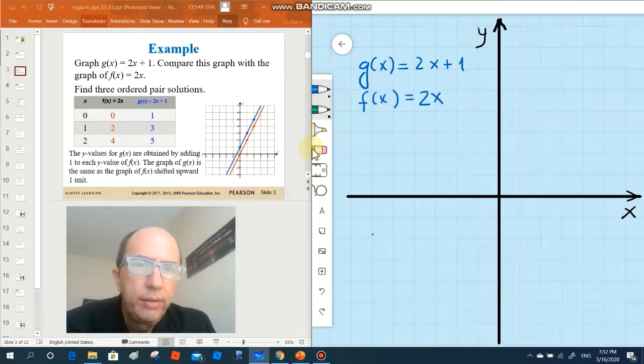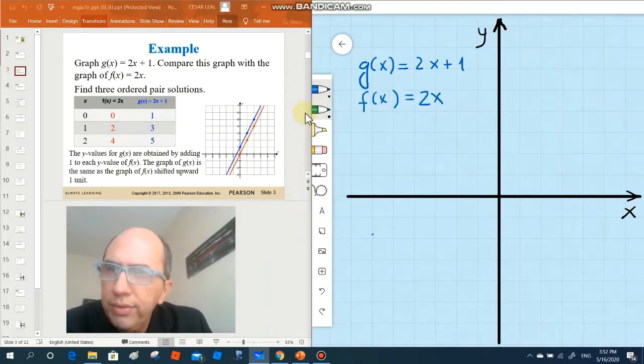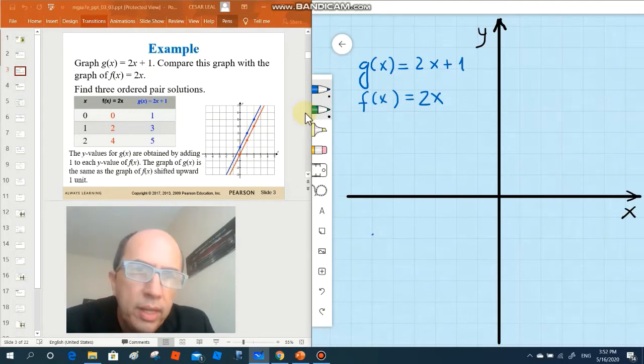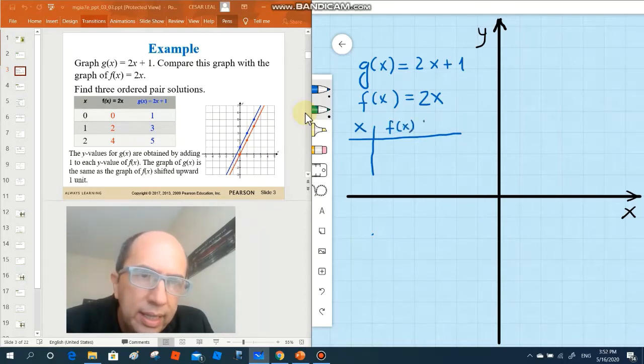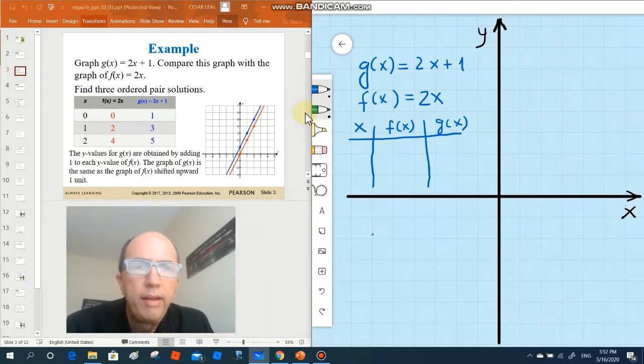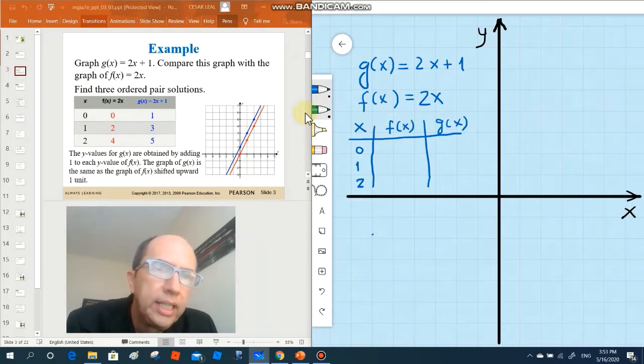The first thing you have to do here is make a table that's going to help you. We will do this really small. Here this is x, this is f(x), and this is g(x). We will assume some values for x: 0, the first one, then 1, 2, and we will calculate the f(x) and the g(x) for each value of x.